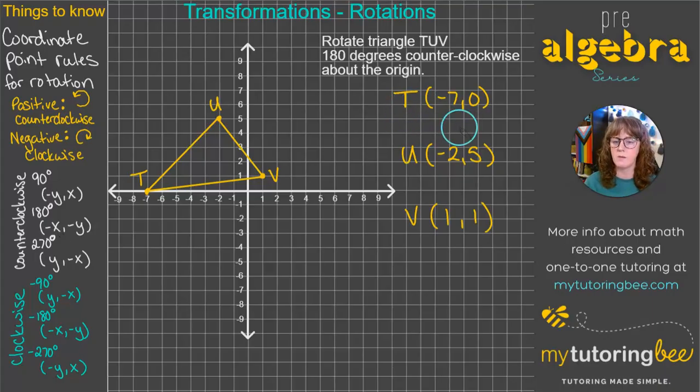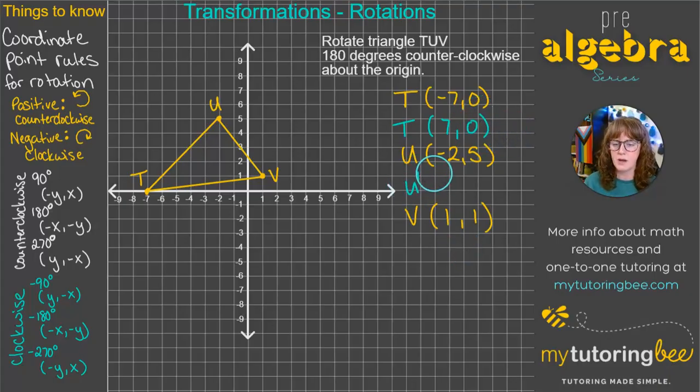So again, I've got my coordinates listed here. For T prime, we are going to switch that 7 to a +7. And for 0, there's really no such thing as a positive or a -0. So 0 is always just going to stay 0. So that's going to be 0 right there.